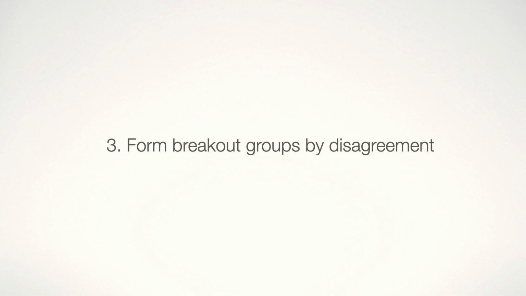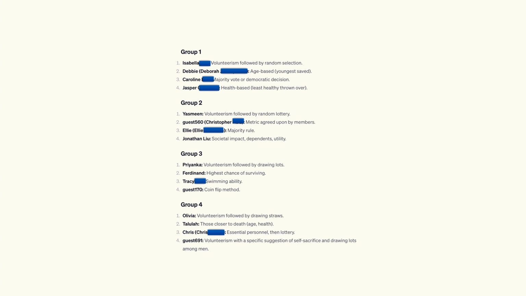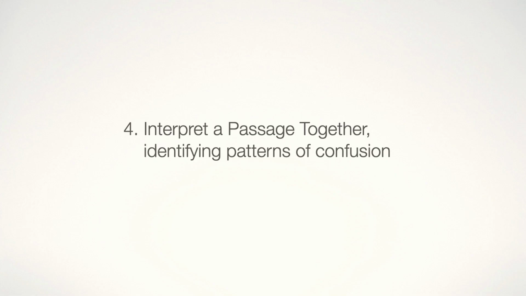But I can also form breakout groups by disagreement, and do it in a way that diversifies the groups. Sort these responses into groups of 4 that represent a diversity of answers, and it will do that instantaneously as well. We can also interpret a passage together.